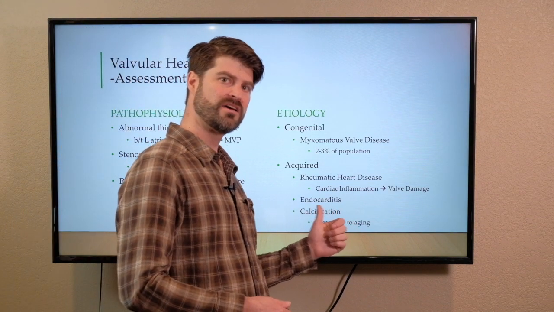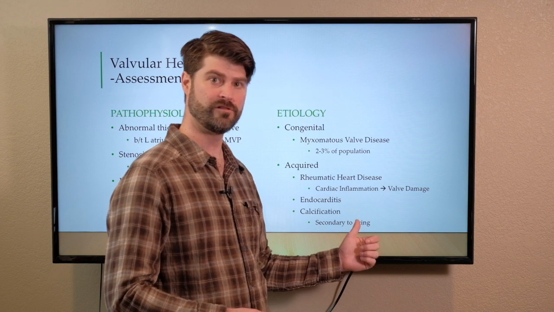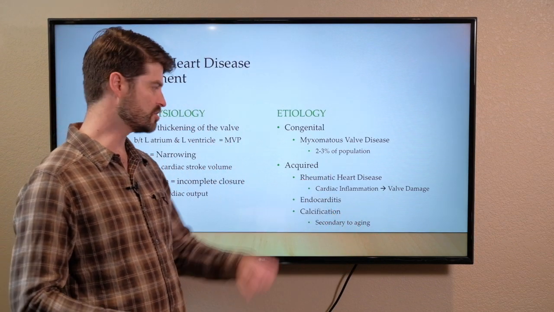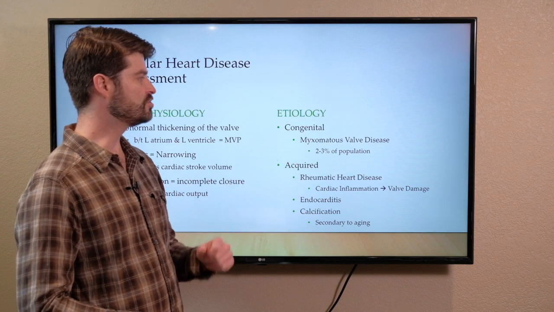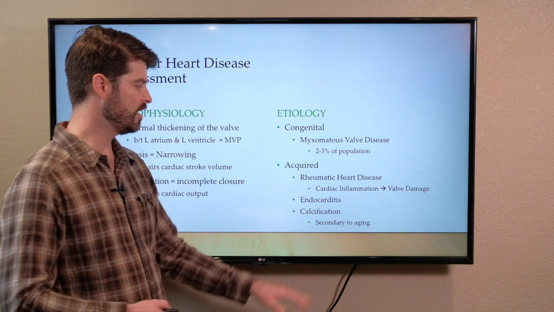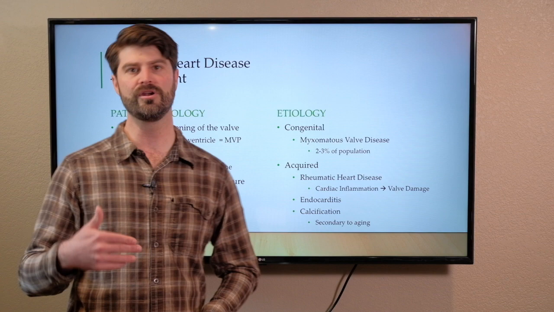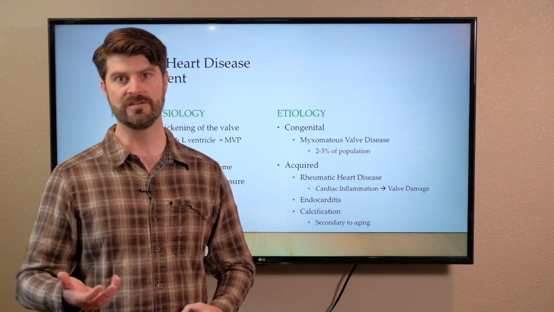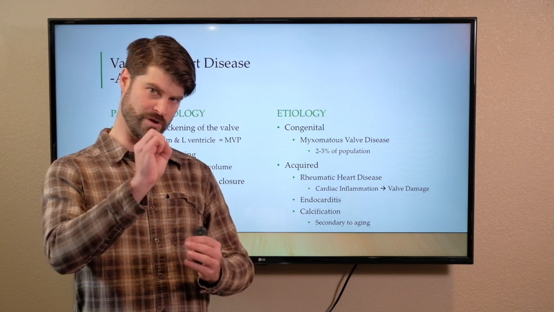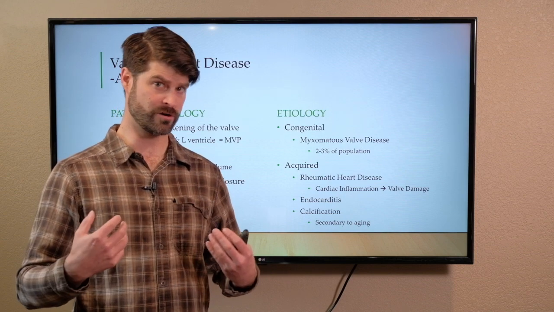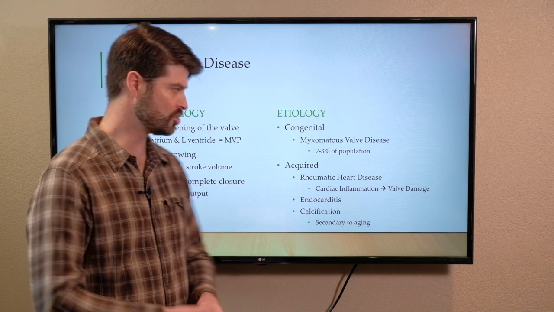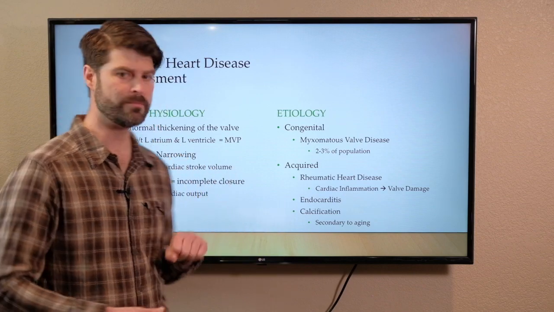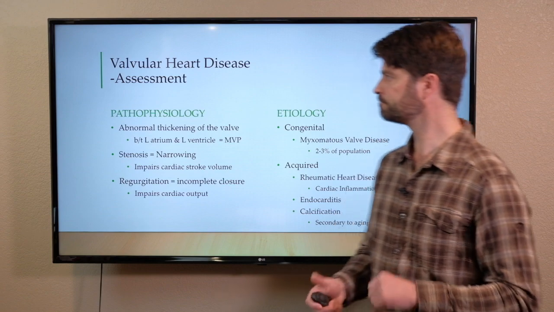Endocarditis, so inside the heart, itis, inflammation, can cause that. We're going to be talking about that in a later section and how that can lead to this valvular disorder. And then calcification, which can happen over time. So we're accustomed to hearing about calcification of arteries, which is that narrowing or stenosing of arteries in the body that can occur with age. That can also happen to the heart valves, which can lead to a mitral valve prolapse.